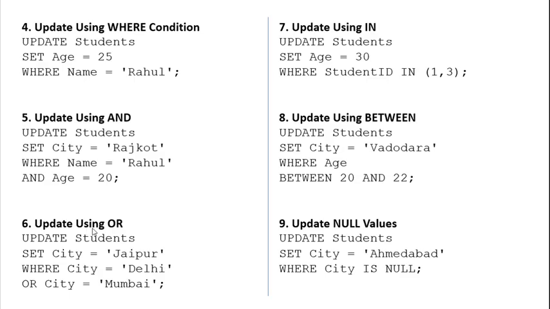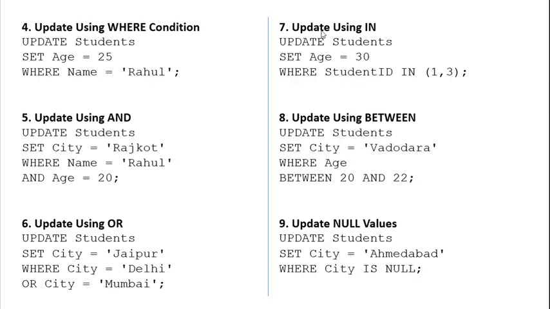Sixth is update using the OR operator. UPDATE student, with student as the table name, SET city = 'Jaipur' WHERE city = 'Delhi' OR city = 'Mumbai'. So the table checks for Delhi and Mumbai; if anyone has Delhi or Mumbai in the city field, then the city name is changed to Jaipur.